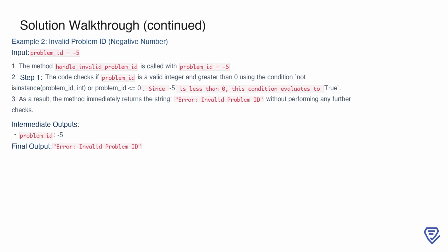handle_invalid_problem_ID first checks whether the problem_ID is a valid integer greater than 0 using the condition not isinstance(problem_ID, int) or problem_ID equals 0. Since -5 is less than 0, this condition evaluates to true. As a result, the method immediately returns the error message, "Error: invalid problem ID", without proceeding to any further checks.